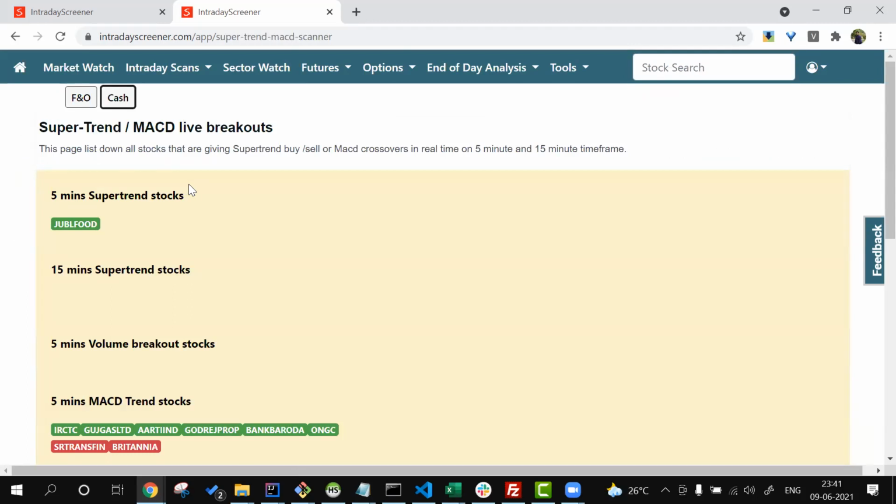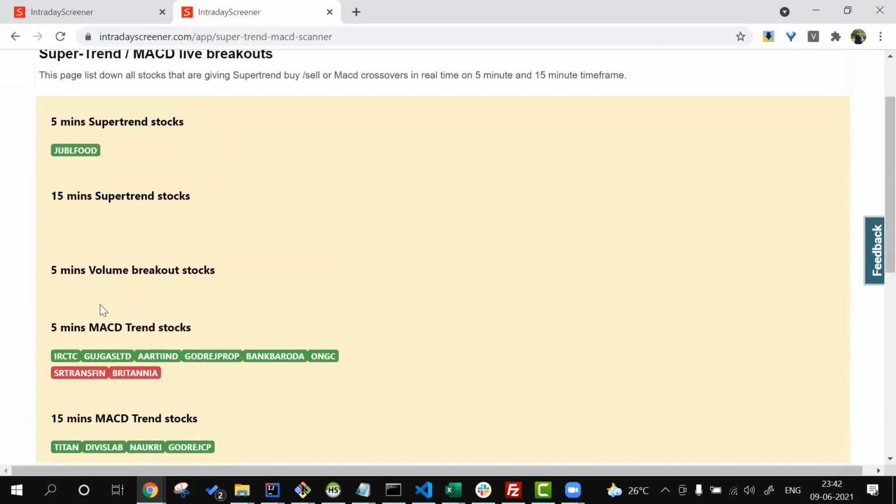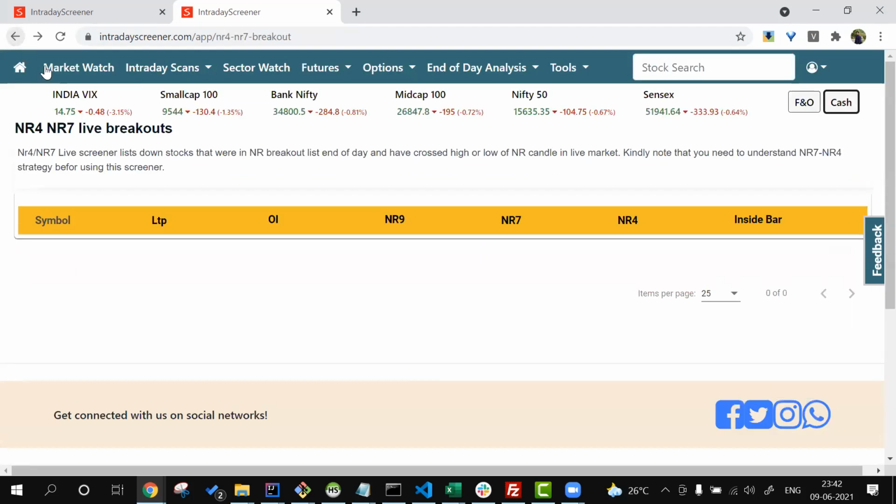Super Trend MACD live breakouts will actually list down the stocks which are changing signal of super trend, giving a 5-minute buy super trend or 15-minute buy or sell super trend signal. Similarly, if they are having a positive MACD crossover or negative MACD crossover, they will just appear here. You can see that IRCTC has given a positive MACD crossover on 5-minute time frame chart. So if you trade with MACD or if you trade with super trend, you can have all these stocks here.